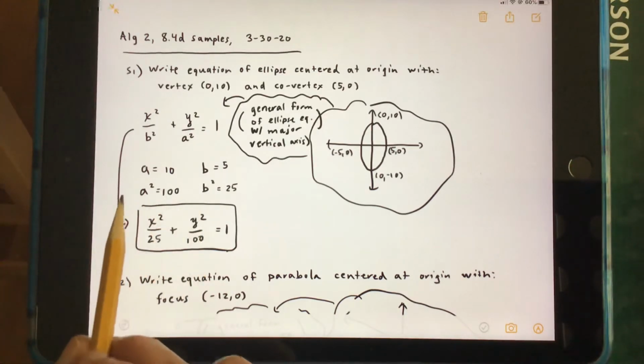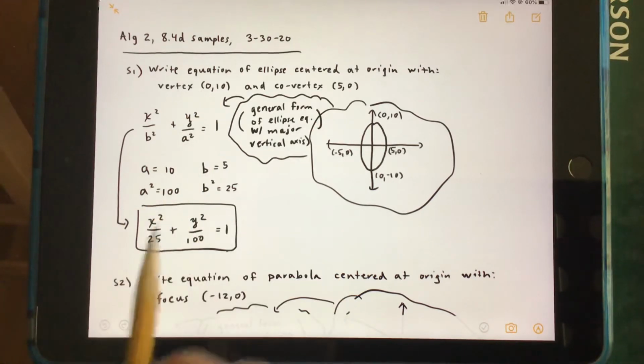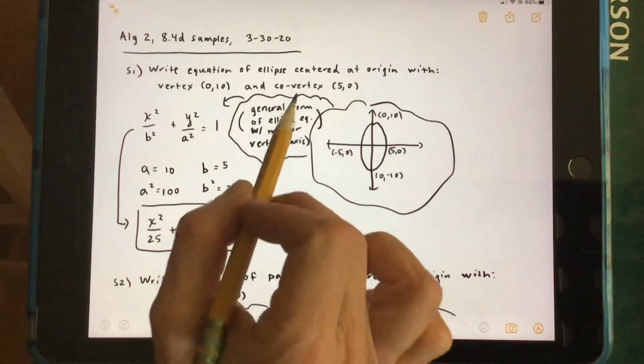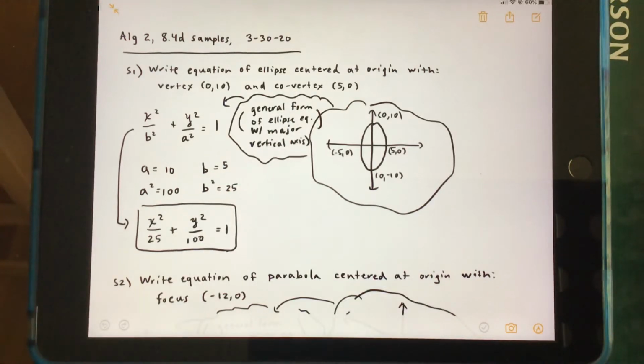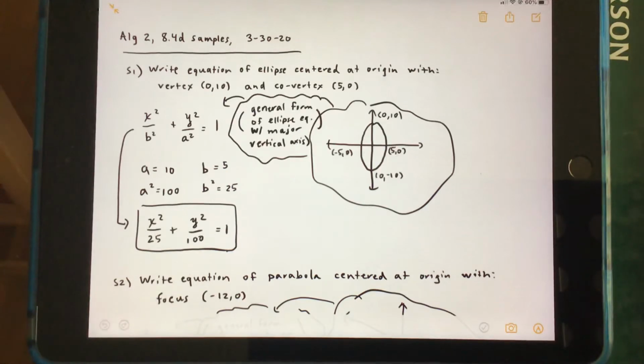Okay, so our next step then is going to be to start writing down our values of a and b. So a is going to be 10 from the vertex being 0, 10, and b is going to be 5 from the co-vertex being 5, 0. Then we're going to square both of those, so a squared is 100 and b squared is 25, and now we're ready to write the equation of our ellipse.